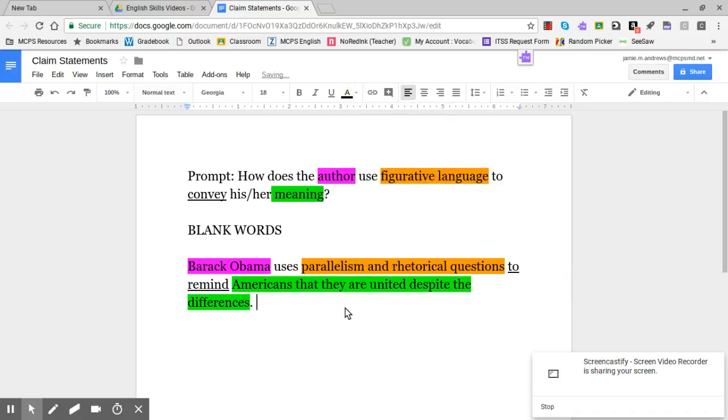Okay? So you see how they match up? My author. Who's my author? Barack Obama. What figurative language, what rhetorical devices or stylistic techniques does he use? Parallelism, rhetorical questions. What is his meaning? His whole purpose is to remind the Americans that they are united, that we are similar despite our outward differences. Okay? We all want the same thing. We want a united America. Right?